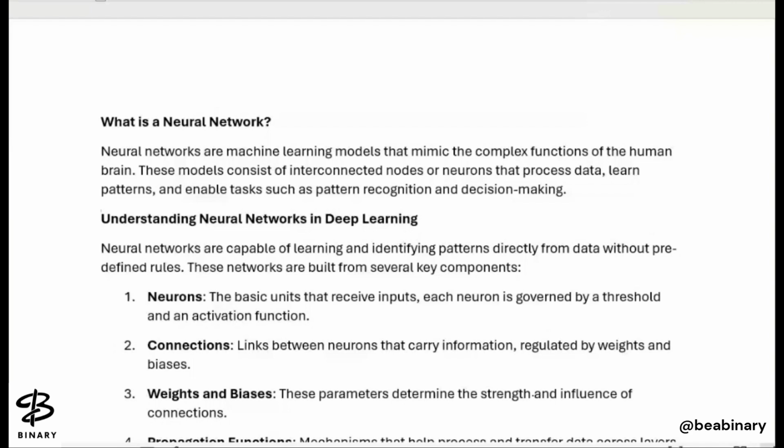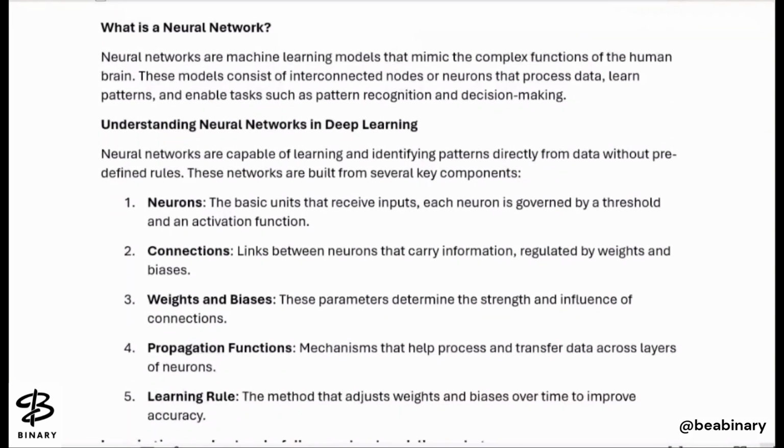So how do we talk about neural networks in deep learning? Neural networks are capable of learning and identifying patterns directly from the data, without predefined rules, even from unlabeled data, without labeled data. These networks are built from several key components. What key components are we talking about here?